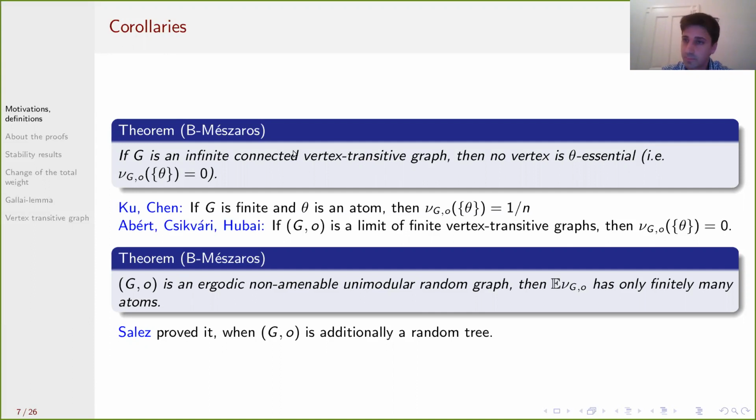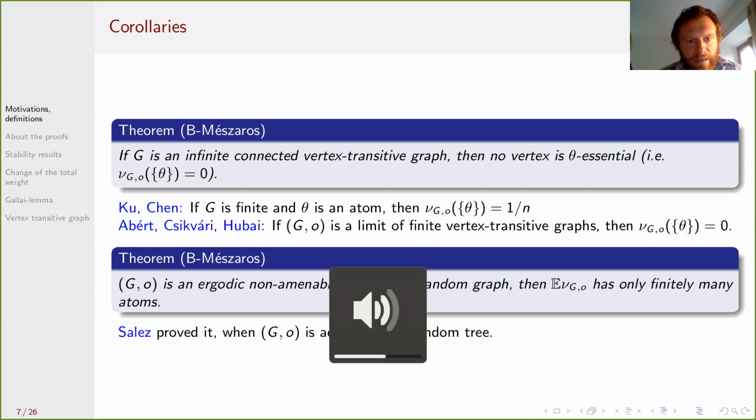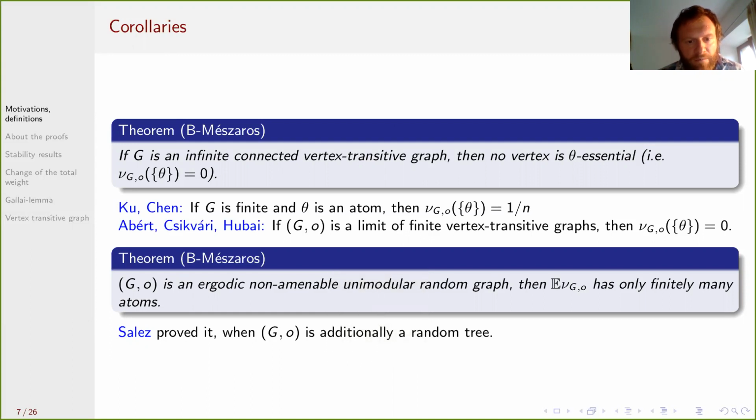So, Julian is asking if you could remind the definition of theta essentiality, and my question also would be if you could relate the property of being an infinite vertex-transitive graph versus being a limit of finite vertex-transitive graphs. Sorry, the first question I didn't hear. So Julian is asking whether you could remind the definition of theta essentiality, and I'm asking how being infinite vertex transitive compares to being a limit of finite vertex transitive graphs.